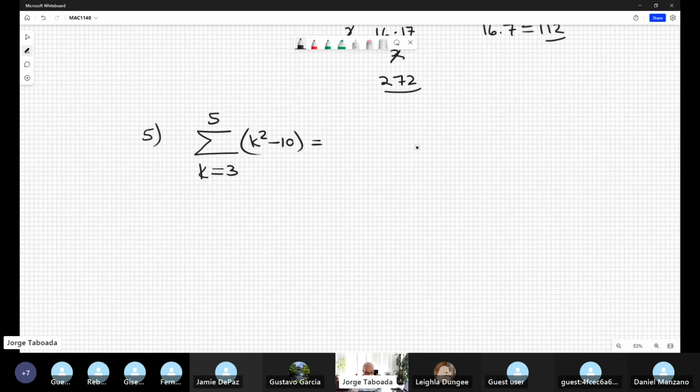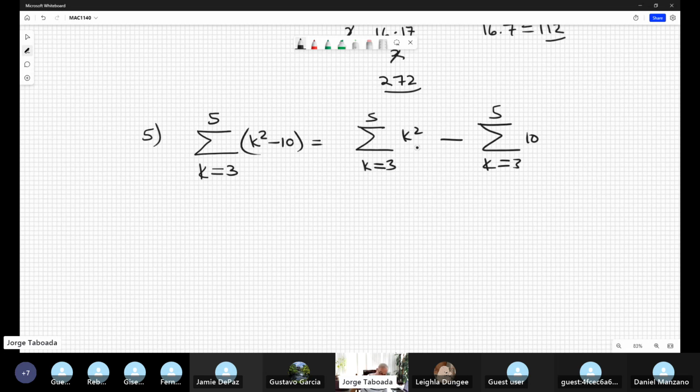Okay, one more time we separate. This is summation from k equal 3 to 5 of k squared minus summation from k equal 3 to 5 of 10. But be careful, because the formula you need to modify a little bit. Suppose there are no formulas that start in 3 or 5, you have only the formula to start in 1. So you want to compute this, start in 3 to 5 of k squared. Let me dedicate first to this.